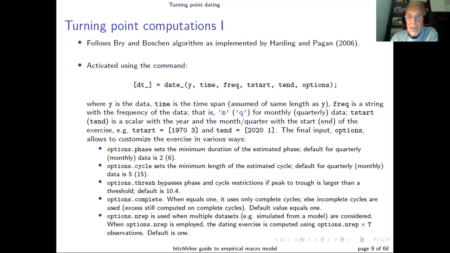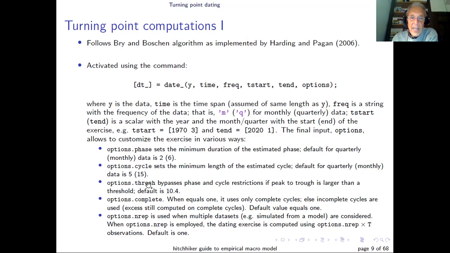And the final input, which is the options, is not necessary, but allows you to customize the dating function in a number of ways. So in the options, there are different sub-options. There is a phase option, a cycle option, a threshold option, a complete option, and an NREP option. So phase sets the minimum duration of the phase. If you have quarterly data, then the minimum duration is 2 quarters. If you have monthly data, it's 6 months. Cycle sets the minimum length of the estimated cycle, which is either 5 quarters or 15 months.